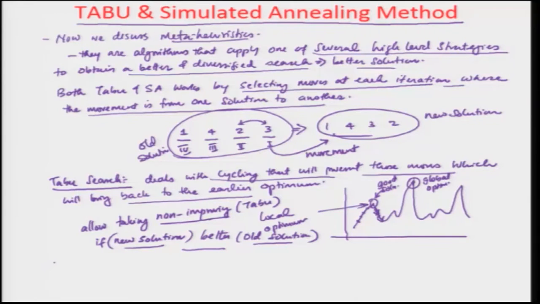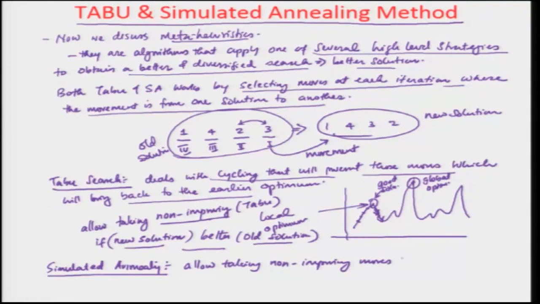Okay, and simulated annealing is in the same way also of the same type. Okay, so simulated annealing is that you allow taking non-improving moves. You allow the algorithm to take non-improving moves according to probabilities, tested with computer generated random numbers.